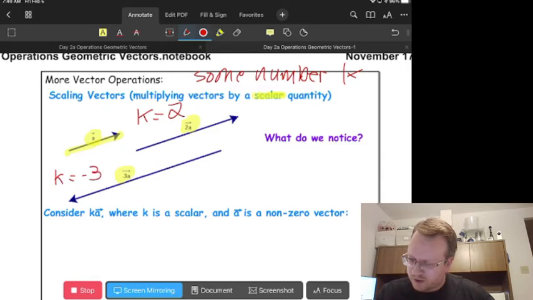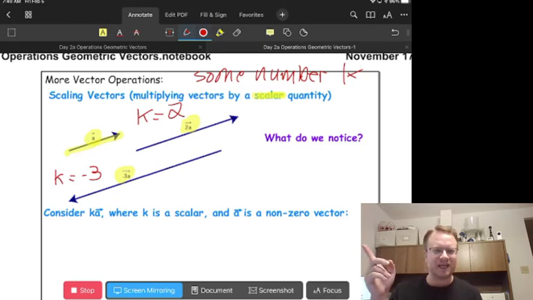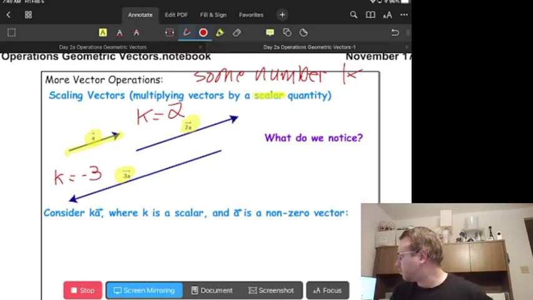And what's happened to our vector? Well, it's longer, so we've multiplied the magnitude by 3, so it's 3 times the length of our original vector. But also notice that the tail and the tip have switched positions. So the negative means that we flipped the direction, so we can't rotate the direction, but we can flip it back and forth. So what do we notice in each case?